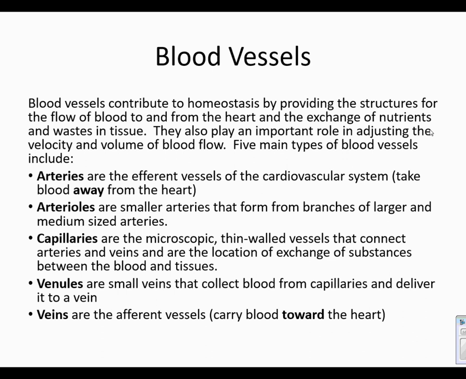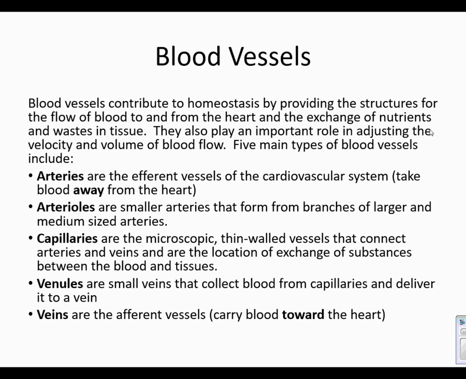Blood vessels also play an important role in adjusting velocity, the speed at which blood flows, and volume, which refers to the amount of blood that we have. And so they affect volume and velocity of blood flow. There are kind of three major, in my opinion, blood vessels: arteries, veins, and capillaries. There's a figure actually here two slides from now that shows those three.